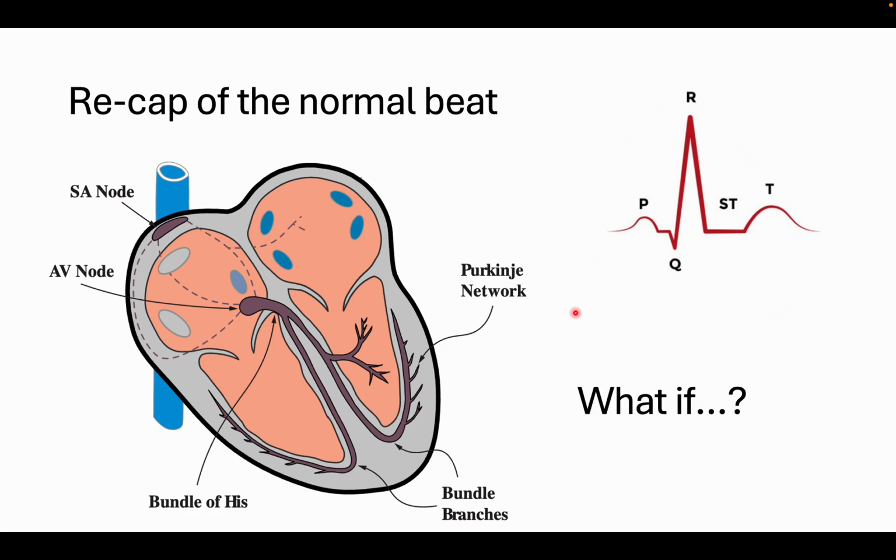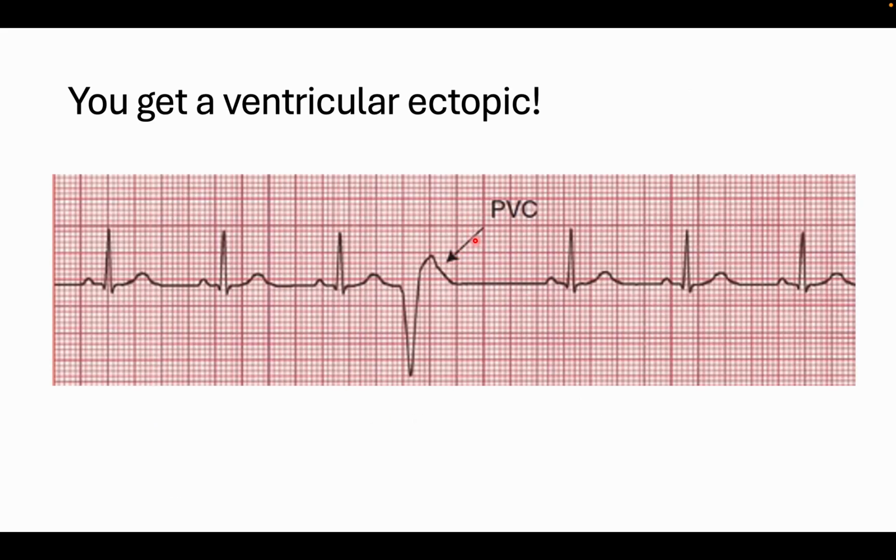But what if, instead of the signals coming from the sinoatrial node, what if they came from the ventricle instead? What if they came there, or anywhere in the ventricle? What will that look like on an ECG? Well, you'll see something called a ventricular ectopic, or VE for short, or a premature ventricular complex.